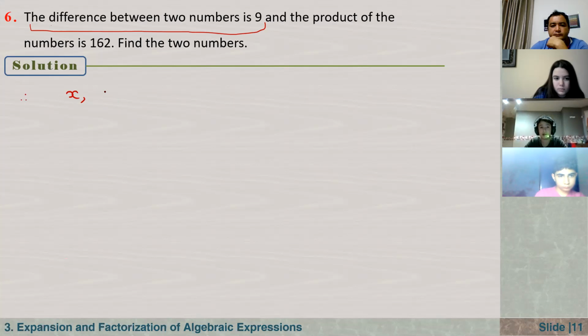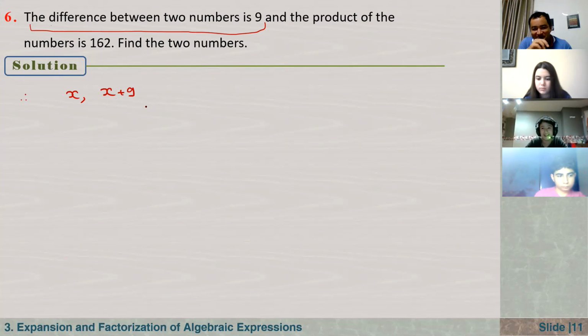x plus 9, right? Very good, because the difference is 9. It could also be x minus 9, but usually you try to use plus so that it's not so confusing. Using minus, a lot of students may get confused. Since we can use positive, no need to use negative, right?